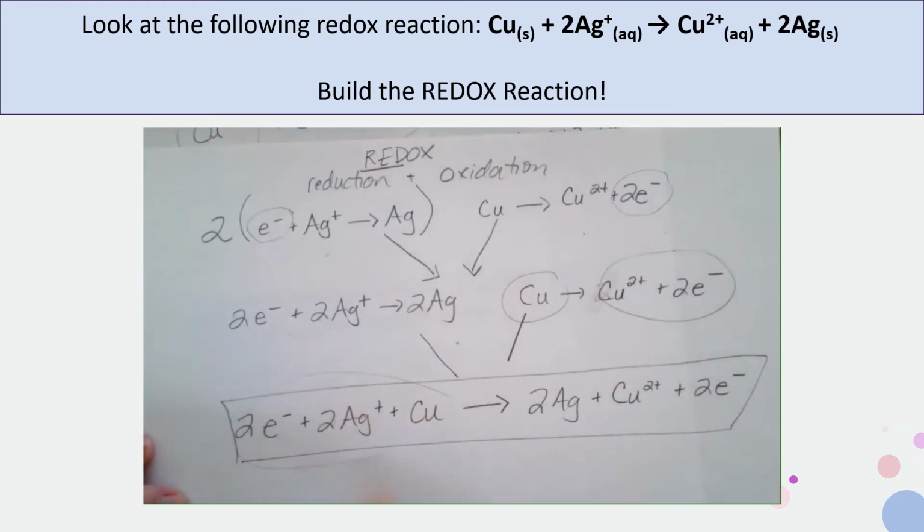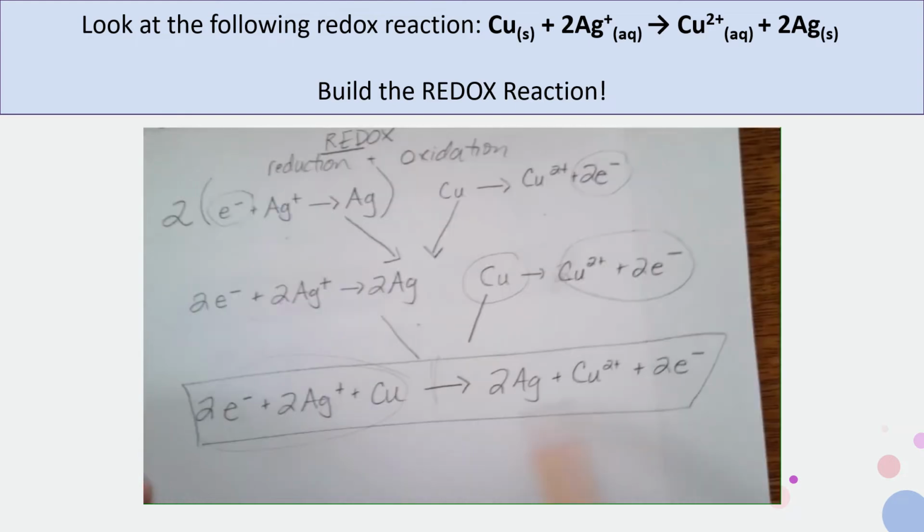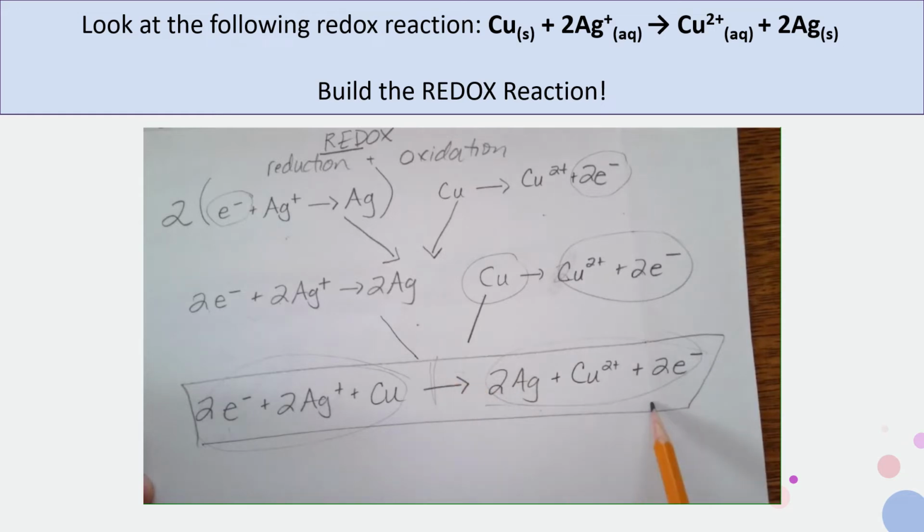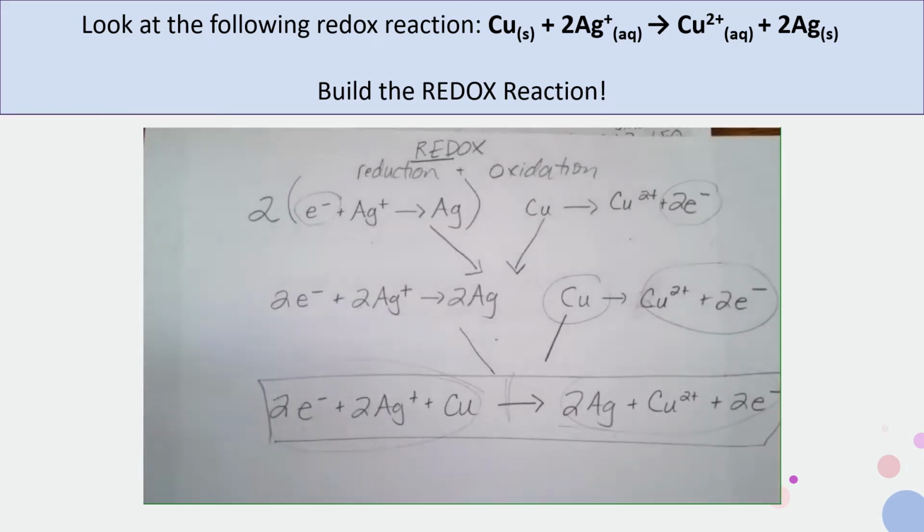Now the order of things on this side doesn't matter as long as these three things are on this side of the arrow, and the order of these three things doesn't matter as long as these three things are on this side of the arrow. Okay?